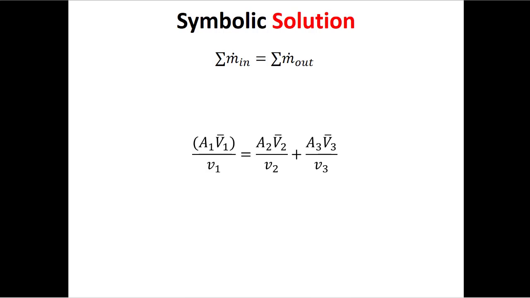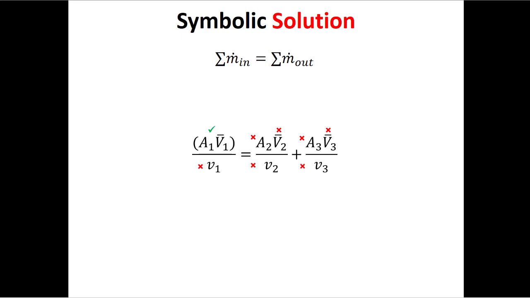I know my volumetric flow rate at state 1. I don't know my area at state 2. I don't know my area at state 3. I don't know my velocity at state 2. I don't know my velocity at state 3. I don't know my specific volume at any of my three states, 1, 2, or 3.